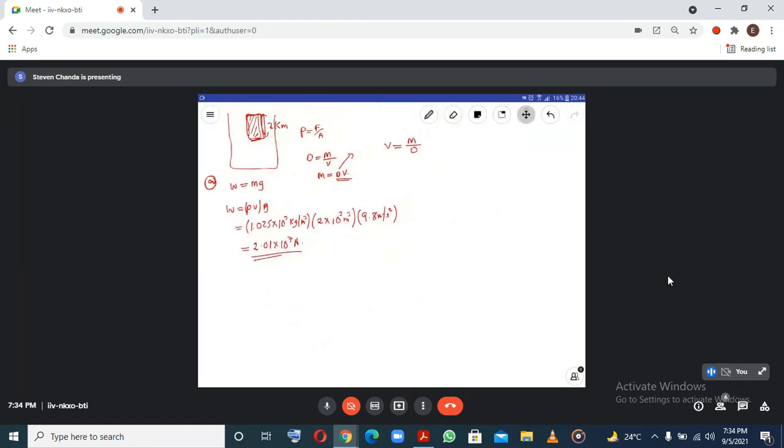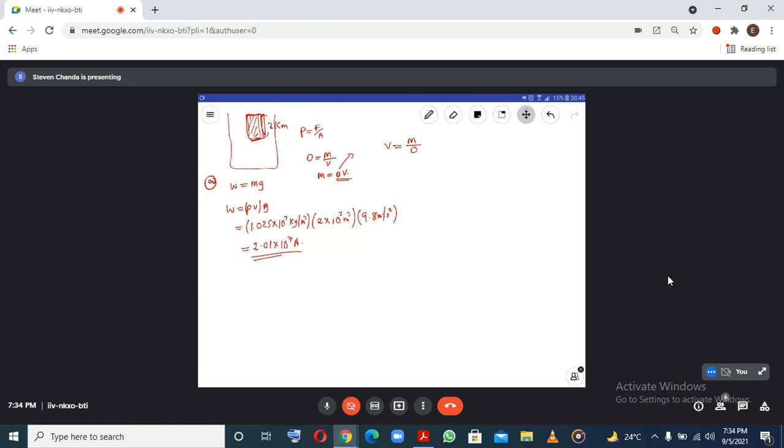After finding the weight of this water column, remember our main question is to find the pressure difference that was occurring here, right? So what we then do is divide by the area.